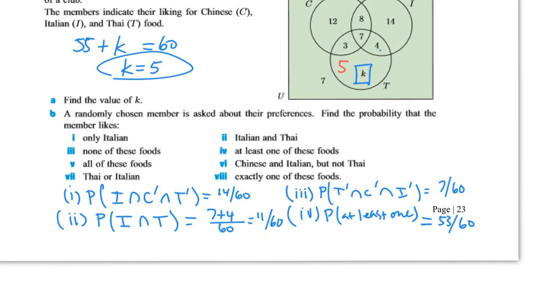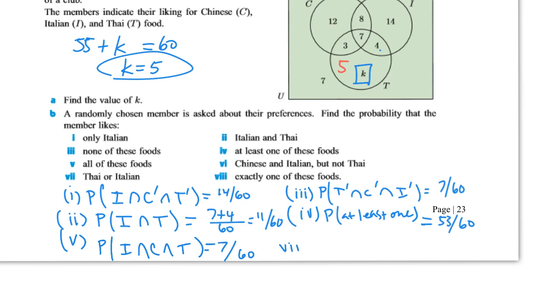I got a little bit more room, so let's go to part 5. Part 5, all of the foods. So if you like all of the foods, that would be, let's back up here, you like the Italian, and you like the Chinese, and you like the Thai. That's those 7 people in the middle.